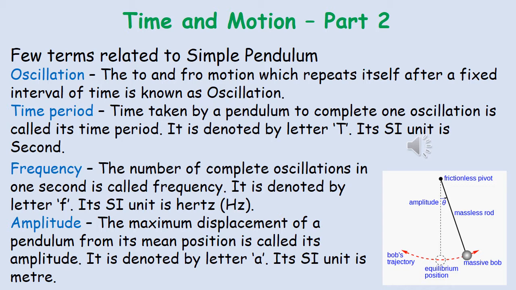Now we will be learning some new terms. One is frequency. The number of complete oscillations in 1 second is known as frequency. It is denoted by the letter small f, and its SI unit is Hertz, or Hz as abbreviation. This is the name of a scientist. So when we are using the name of a scientist as a unit, we'll be writing it all in small letters. Remember this.